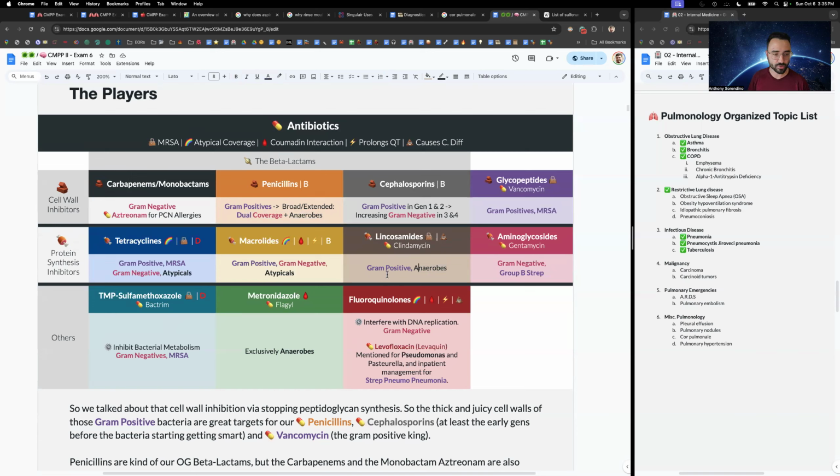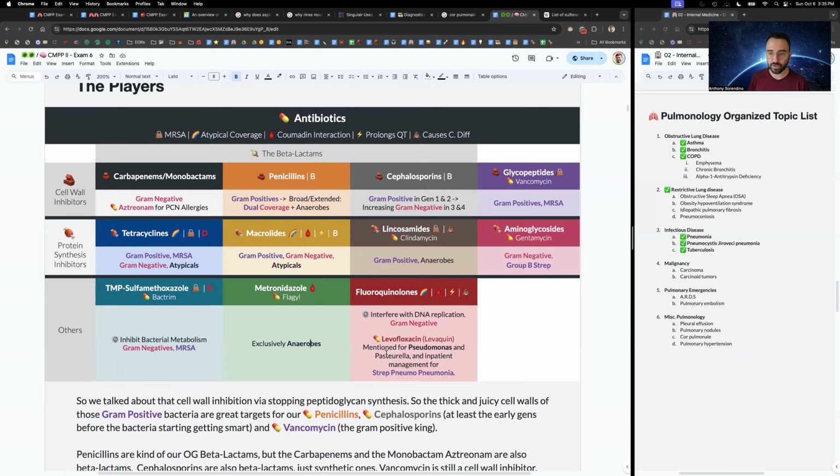clindamycin used for that. You see doxy used a lot too, but whenever you need anaerobic coverage, or whenever you see a regimen that includes Clinda or Flagyl, it's because they're covering anaerobes. So antibiotics definitely a good thing to know.